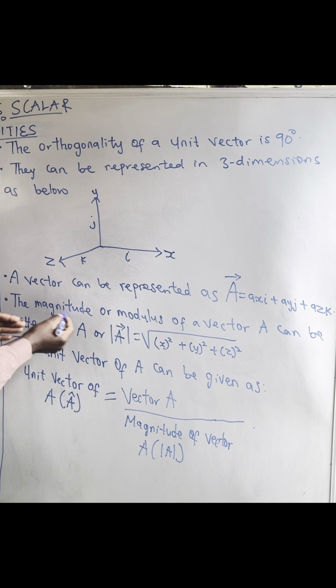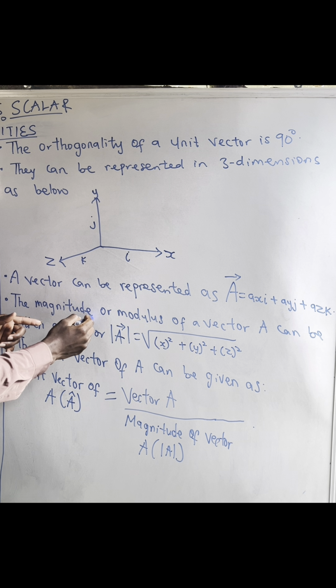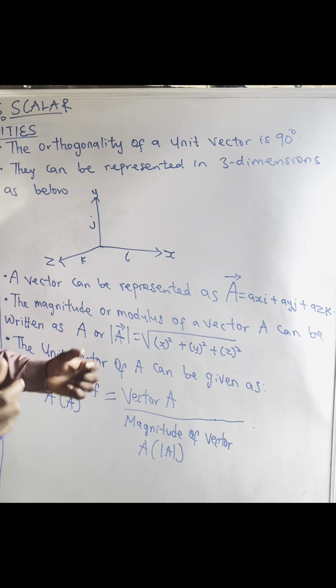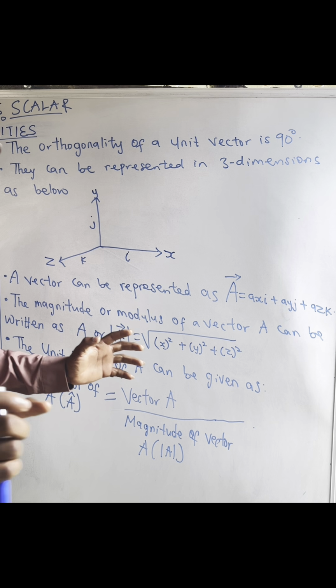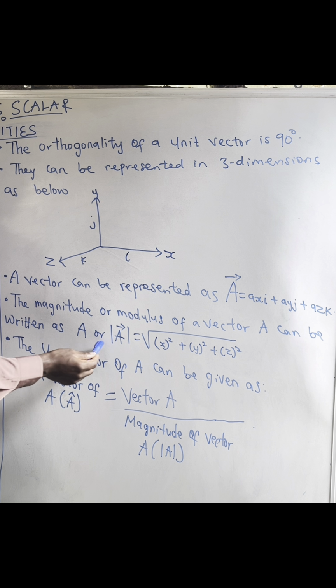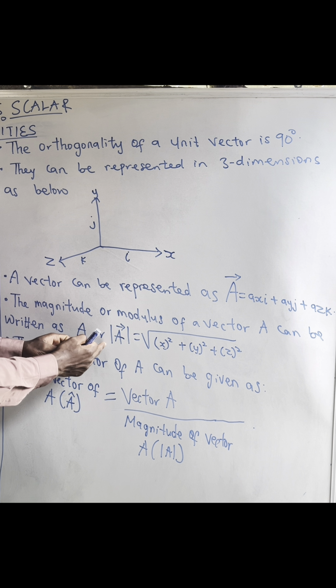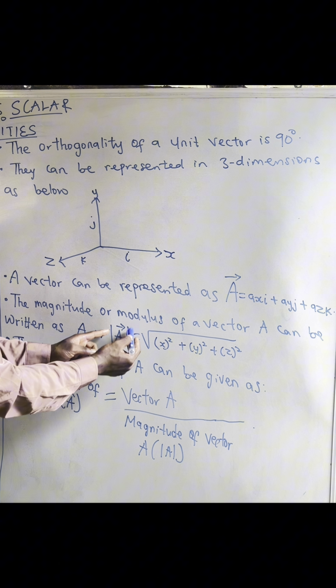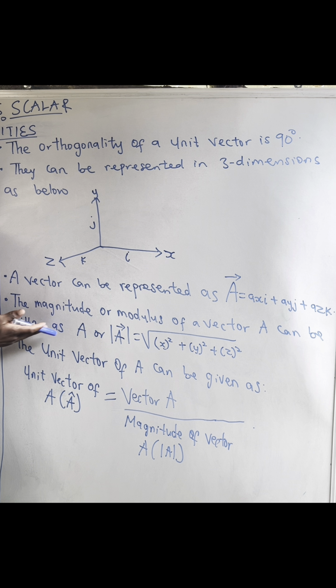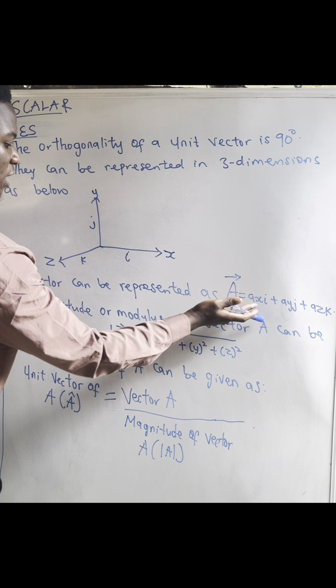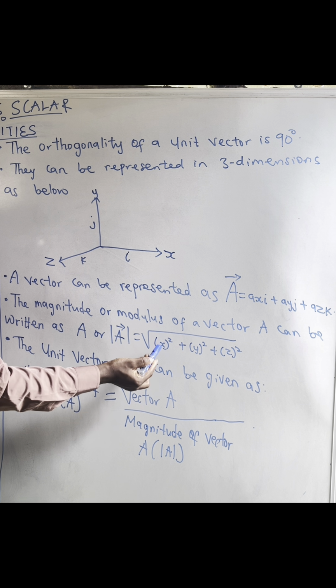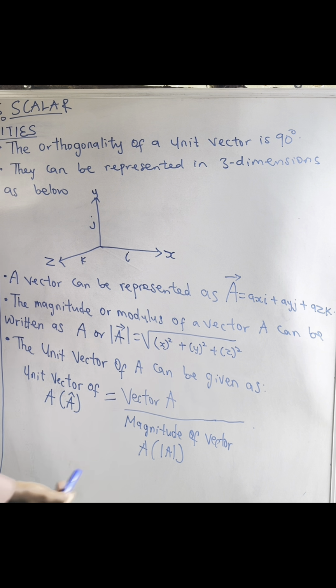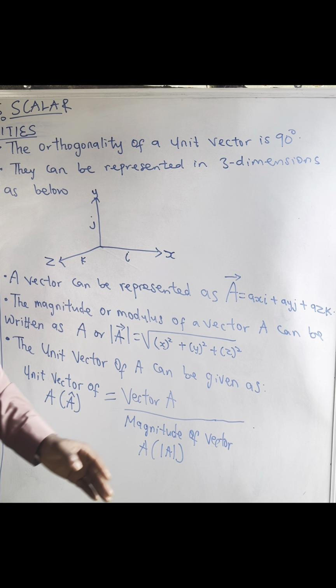The magnitude of a vector can be written as an ordinary A, or you put it inside bars like this. The formula for the magnitude of a vector is the square root of x squared plus y squared plus z squared. This is the general formula for the magnitude of a vector.